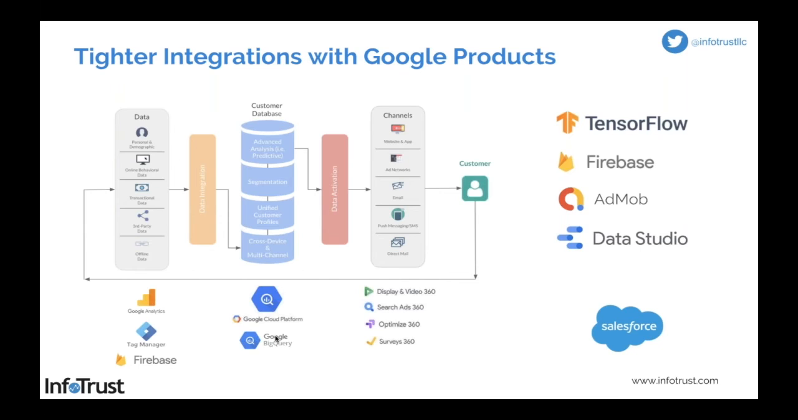The next piece is tighter integrations with Google products. So with this one, this is going to be building on the connections that are already there, but it's going to then build into their TensorFlow, which is kind of like their machine learning platform that is open source. Firebase, of course, they're continually adding tighter integrations between Google Analytics and Google Firebase, AdMob, which is their app advertising platform, and then Data Studio. So these are just a few of the products, but I anticipate Google is going to have tighter integrations with all of its current products, but also newer products as well.